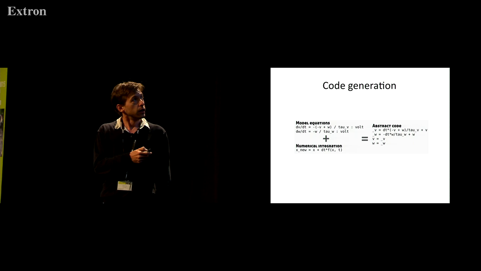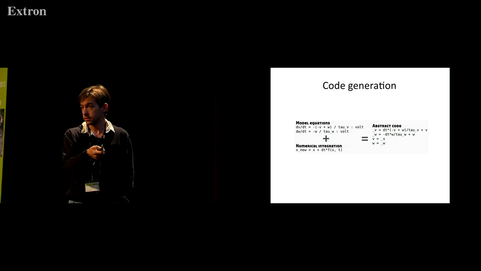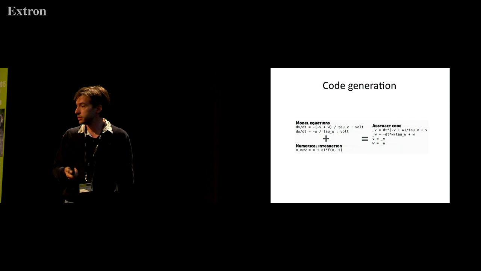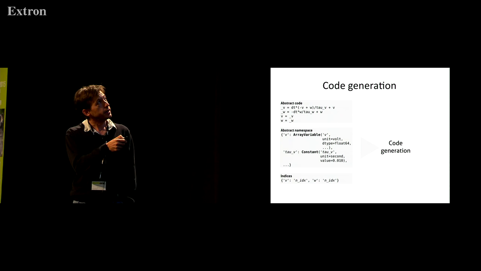Series of operations that correspond to what should be done to numerically integrate the equations. So in the script, you define the equations as mathematical equations, and Brian combines it with the specification of the numerical integration scheme, which is also specified in a mathematical way, combining it into a series of statements. And then in the second step, this abstract code is combined with a namespace, which corresponds to different types of variables, and transformed into code that is specific to the target. So this step is specific to the target.